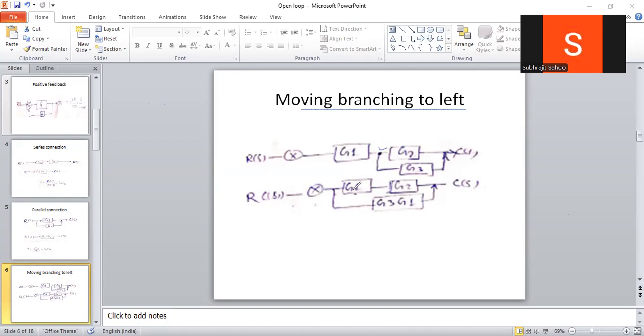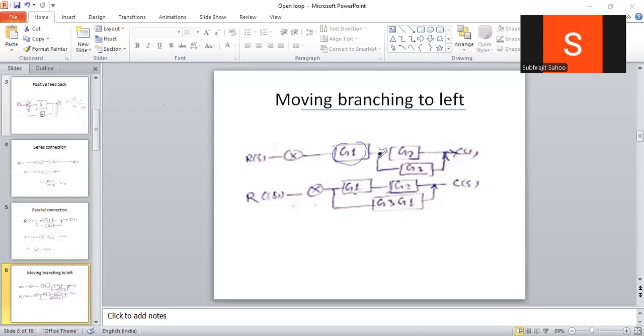See, so G1 is there, G2 is there, and this is the G3. Then what will happen? Remember, if you are moving the take up point to left, which block is there, sir? G1 block. That means you are moving the branching point left of G1, not right of G2, left of G1. Then what will happen? Then this G1 will be multiplied here. So earlier it was G3.